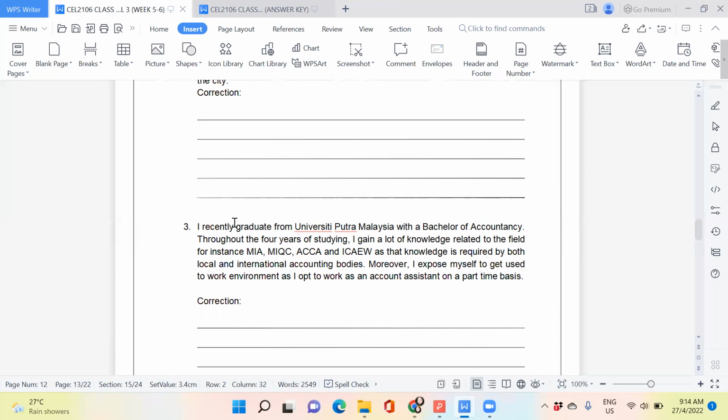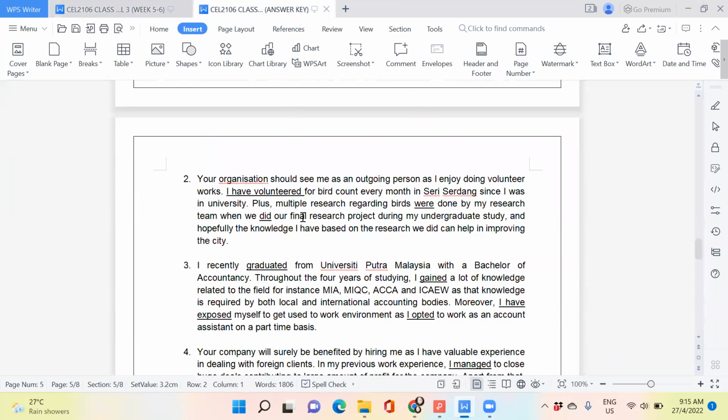Recently, baru sahaja graduated. So here, this is an error. You cannot say I recently graduate. Okay, right, next. Throughout the 4 years of studying, I gained a lot of knowledge related to the field, for instance, MIA, MIQC, etc., as that knowledge is required by both local and international accounting bodies. Moreover, I expose myself to get used to work environment as I opt to work as an accounting assistant on a part-time basis. Okay, so what's wrong with sentence number 3?